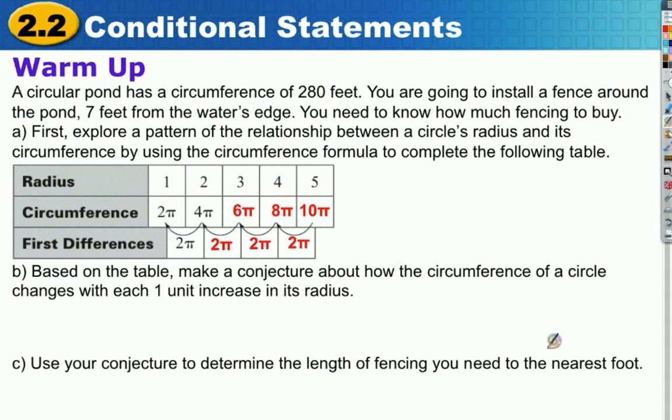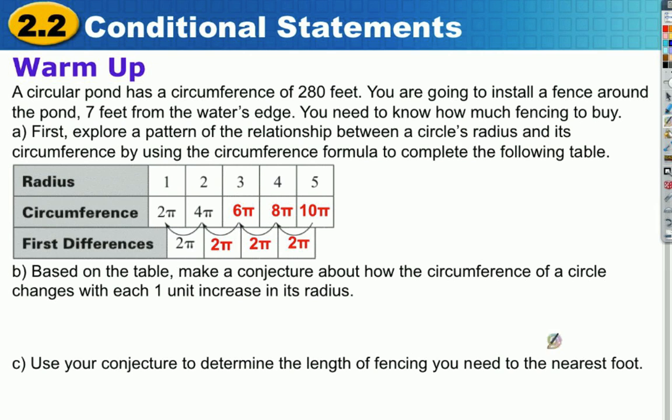How the circumference changes with each 1 unit increase in its radius. So you could have started out your conjecture: for every 1 unit increase in radius, what happens? So what was your conjecture? Brandon and then Sebastian? Multiply the unit of radius by 2 pi. Okay? As 1 unit increases in the radius, 2 units increase in the circumference.